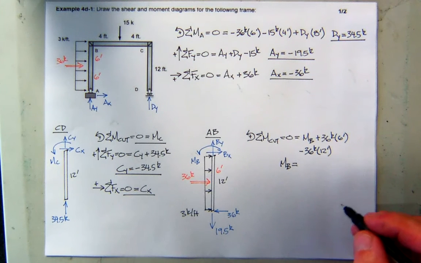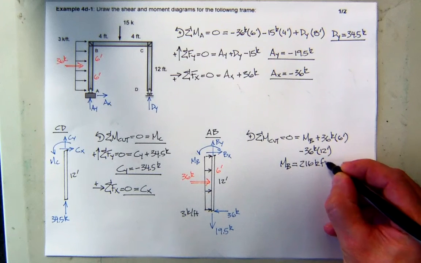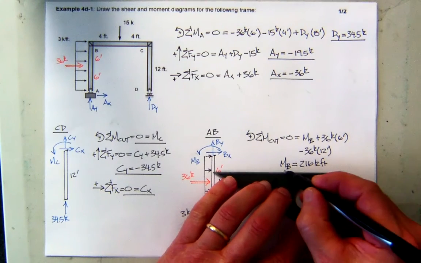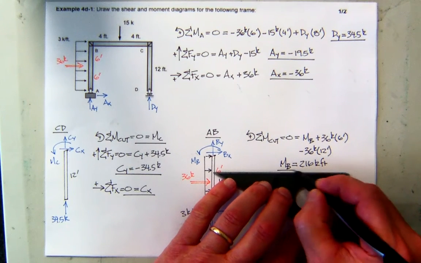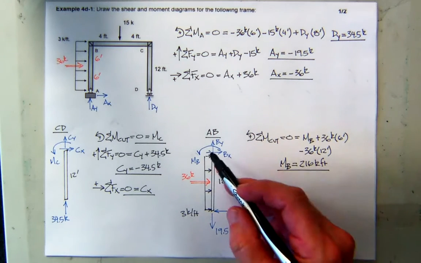116, and it will be positive. Now, when we draw our shear moment diagram in a minute, we'll find out whether this is going to be a positive or negative bending moment. But right now, that's the correct direction.